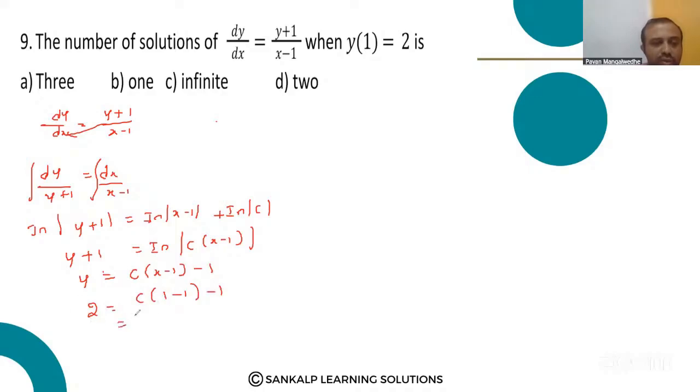So what does it give? c of 1 minus 1 is 0, 0 minus 1 is minus 1. So 2 is equal to minus 1. So this will give a contradiction. Why? 2 is never equal to minus 1 and it is giving that 2 is equal to minus 1. Hence, it has no solution. But the given options are 3, 1, infinite and 2. Just change this option C, infinite, to no solution.